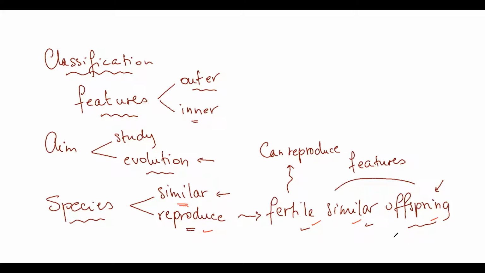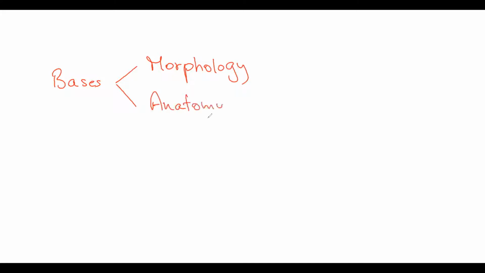Now, classification is based on studies about the morphology and anatomy of the organism. These are the correct words for the outer appearance and the inner structure. Morphology is the outer appearance. And anatomy, of course, is the inner structure, meaning what the body is made of.